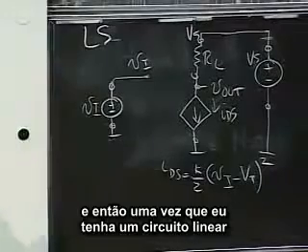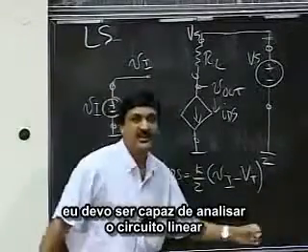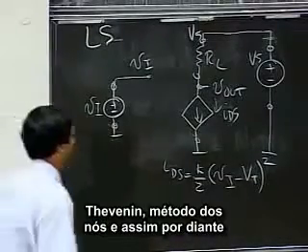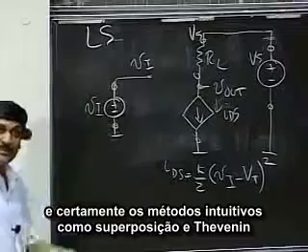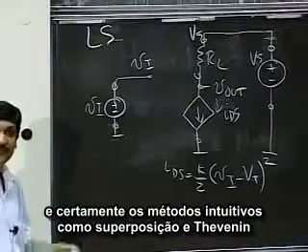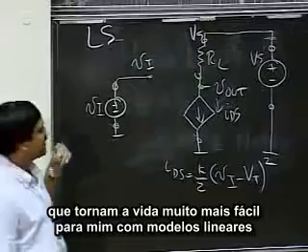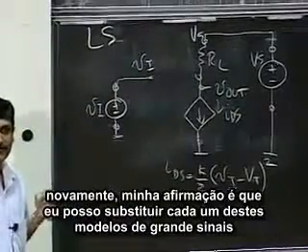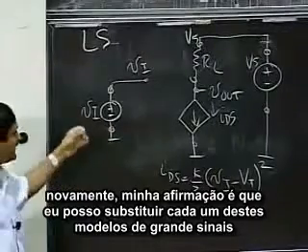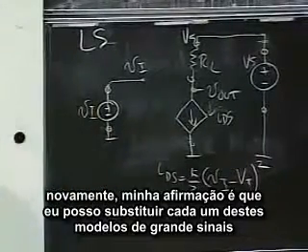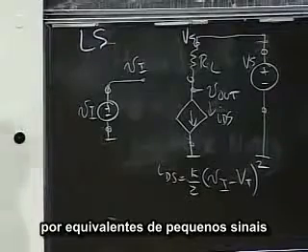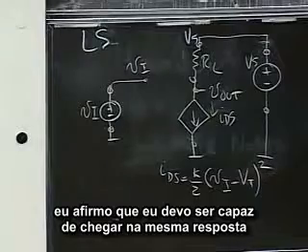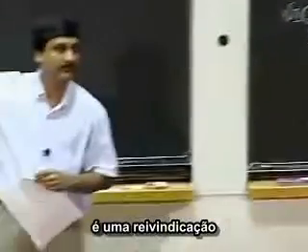And then once I have a linear circuit, I should be able to analyze that linear circuit using methods 1, 2, and 3, superposition, Thevenin, node method, and so on. And certainly the intuitive methods like superposition and Thevenin make life a lot easier for me with linear models, and thereby get the function that I'm looking for very quickly. So again, my claim is that I can replace each of these large signal models by the small signal equivalents, and then just analyze the resultant circuit. And I claim that I should be able to get the same answer.